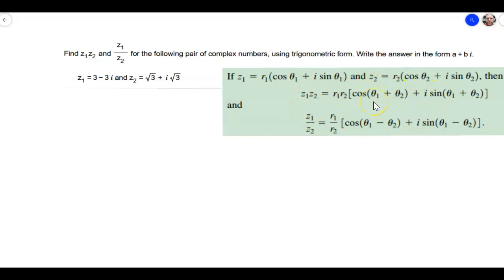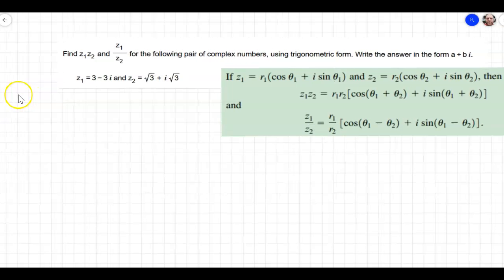And they give us these crazy formulas over here. But in order to use these formulas, we have to have z1 in the form using r's and thetas, and z2 using the same thing. So we have to convert z1 and z2 and get r's and thetas, and then we can put it in this form here. So let's start with z1.